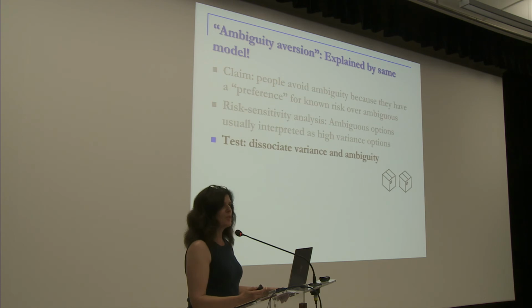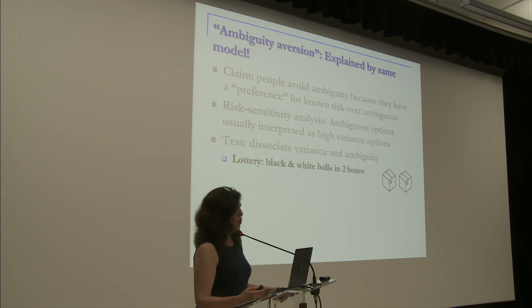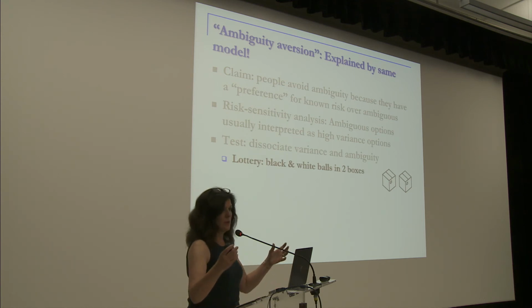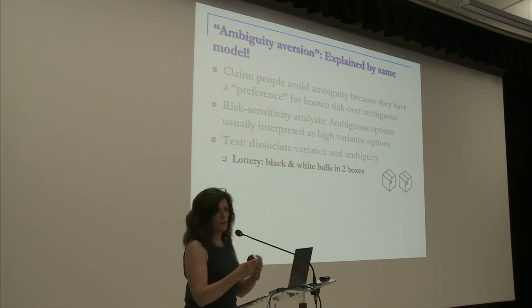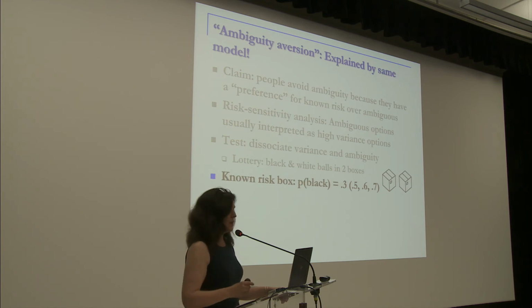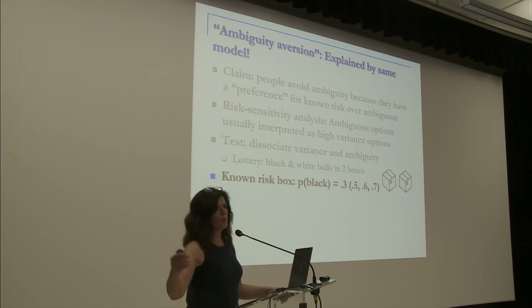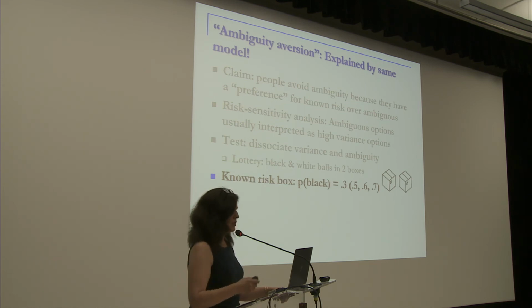This is easy to test because you can dissociate variance and ambiguity. So imagine a lottery. You have to choose one of two boxes. They have black and white balls in them, but you don't know what the distribution of balls is in each box. Well, actually, in the known risk box, you know that the probability of drawing a black ball is 0.3 or other probabilities in other conditions.